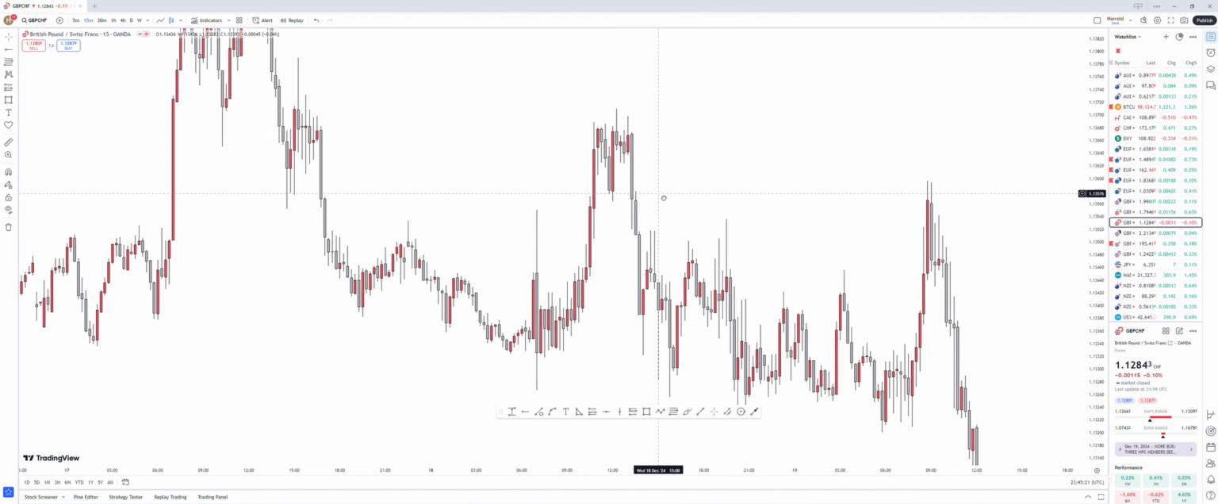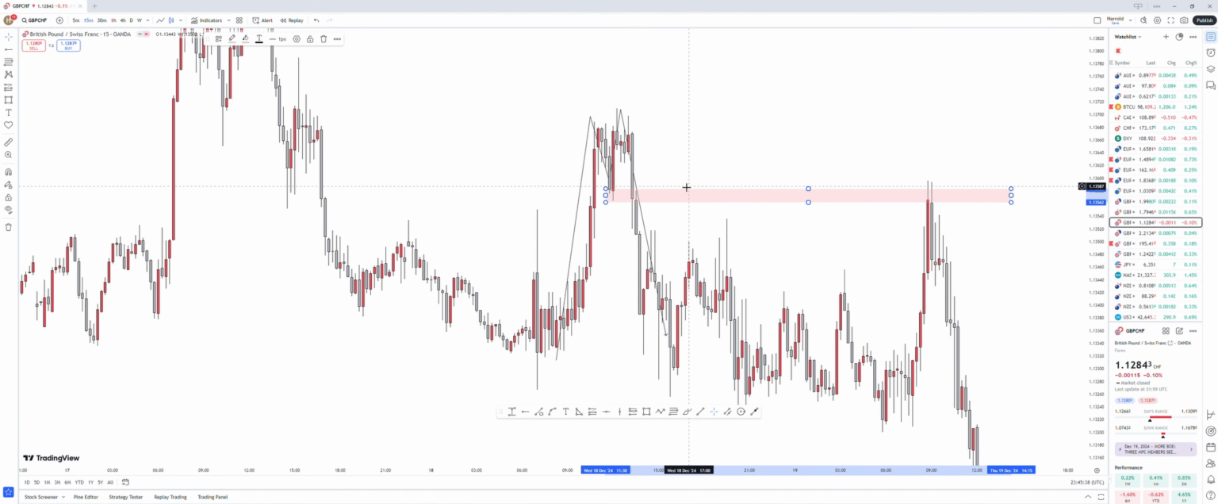Okay, and you can see we have an M pattern over here as well. There's an M pattern over here. We have the neckline over here, guys. You can see price broke the neckline, gave a retest, and it went down. As easy as that. Easy trade.